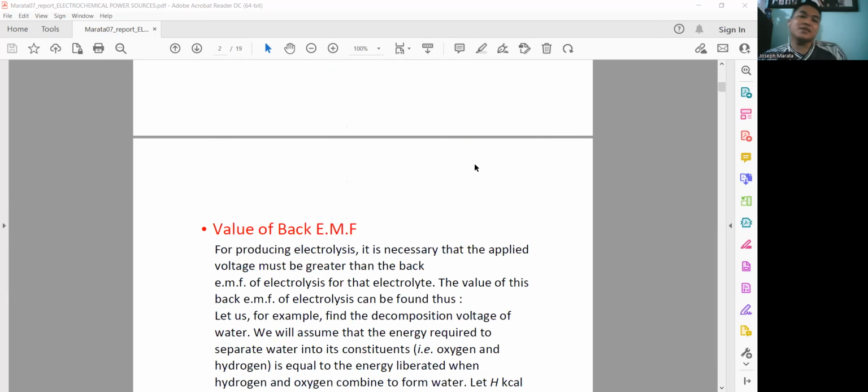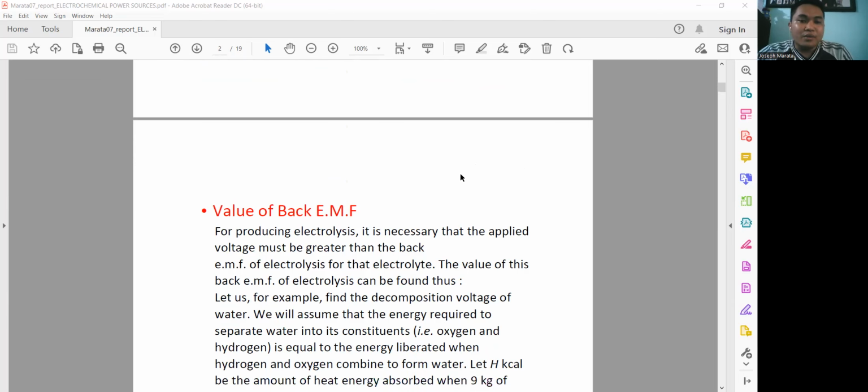The next subtopic is the value of back EMF. For producing electrolysis, it is necessary that the applied voltage must be greater than the back EMF of electrolysis for the electrolyte. The value of this back EMF of electrolysis can be found thus.